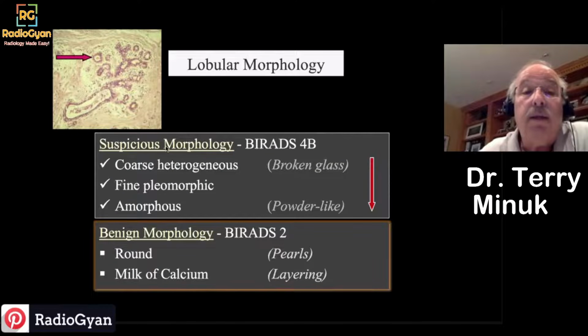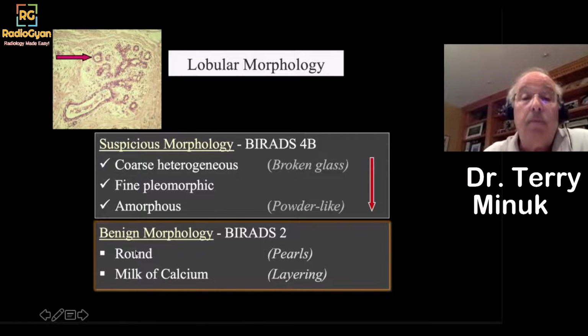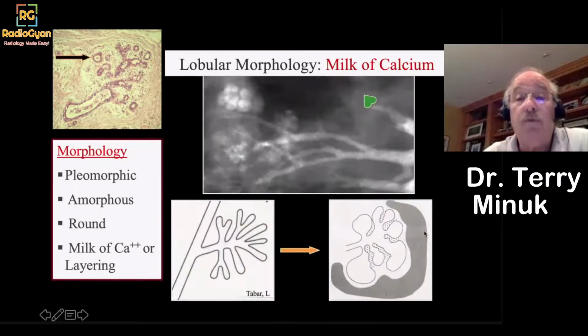So we've looked at the suspicious morphology: the coarse heterogeneous, the fine pleomorphic, and the amorphous. Let's look at the benign. The benign is straightforward. You don't want to be biopsying these. You've got round and milk of calcium calcifications or layering calcifications. And let's look at the round ones first.